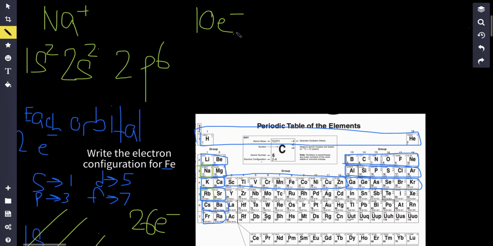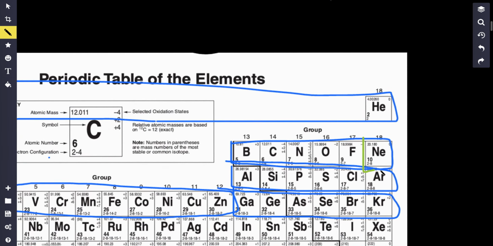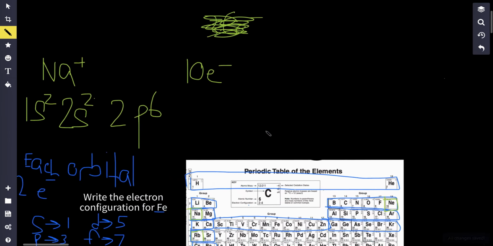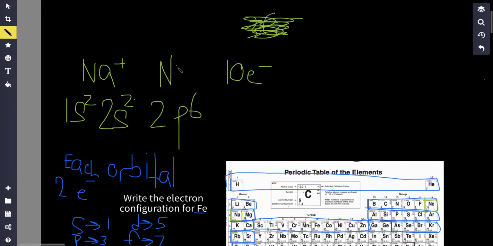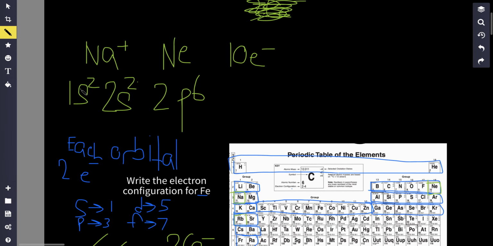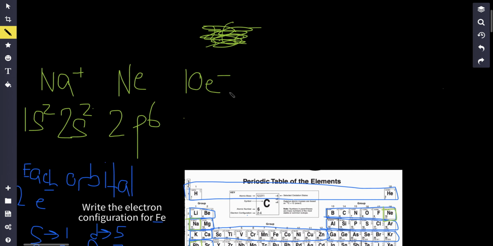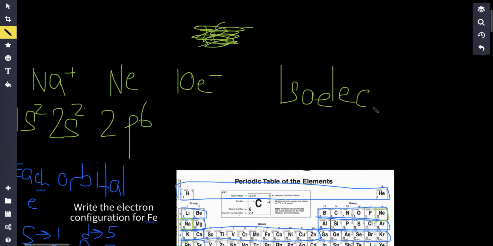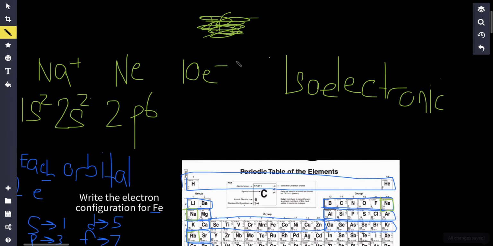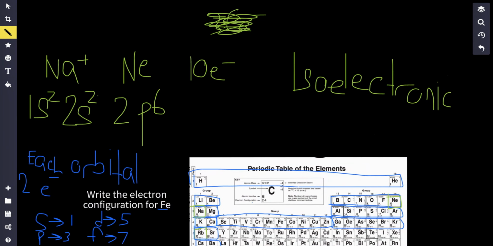But what else has 10 electrons? You guessed it, neon. Neon also has 10 electrons. In fact, Na plus and neon have the same electron configuration because they have the same number of electrons. So you would say that these two things are isoelectronic. This is the vocabulary word, isoelectronic. It just means they have the same electron configuration.